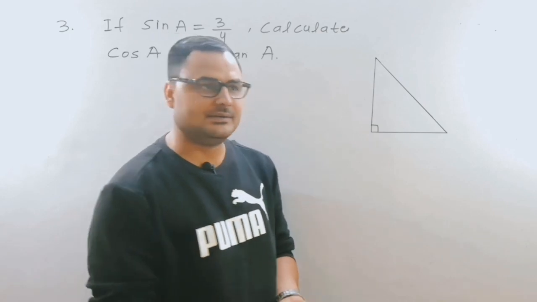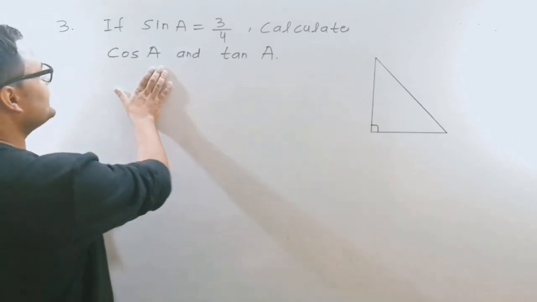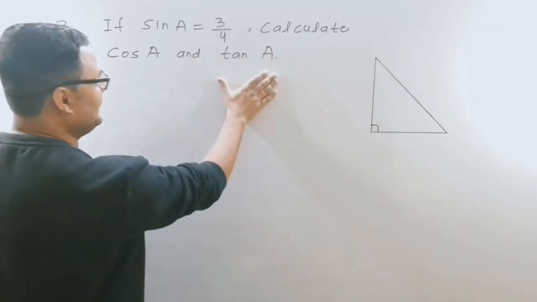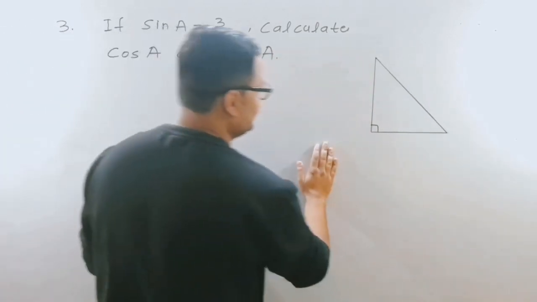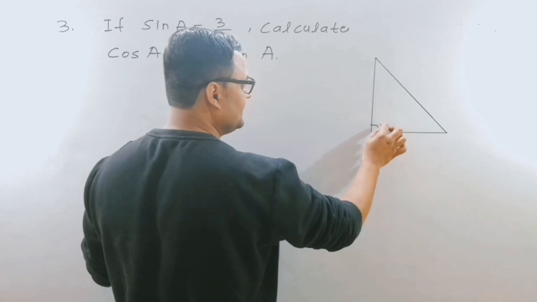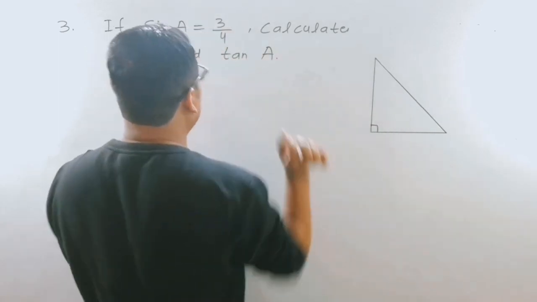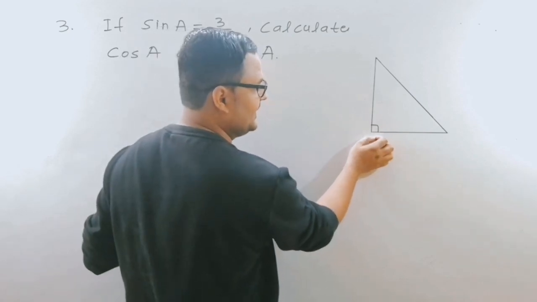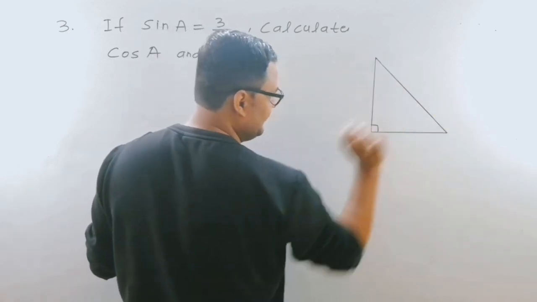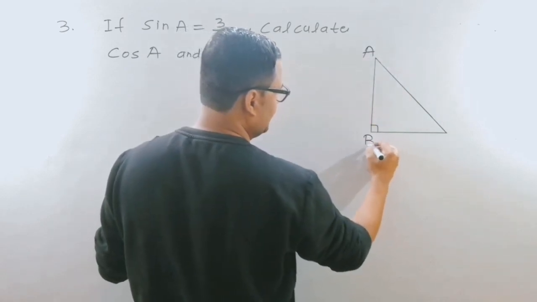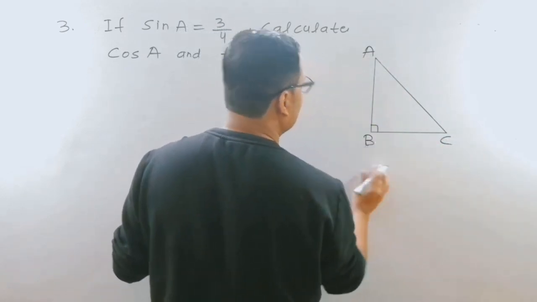Now question number 3 is: if sin A equals 3 by 4, calculate cos A and tan A. This is a triangle with a 90-degree right angle at this point. So this angle A cannot come on this point. It can be here or it can be there. So I am taking this as A, B, C.